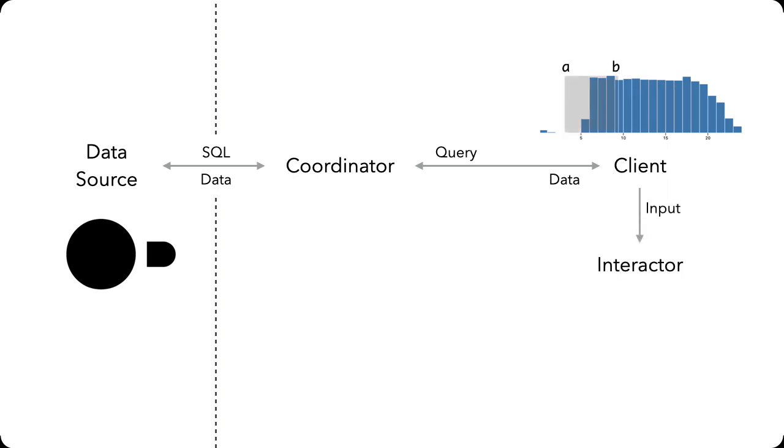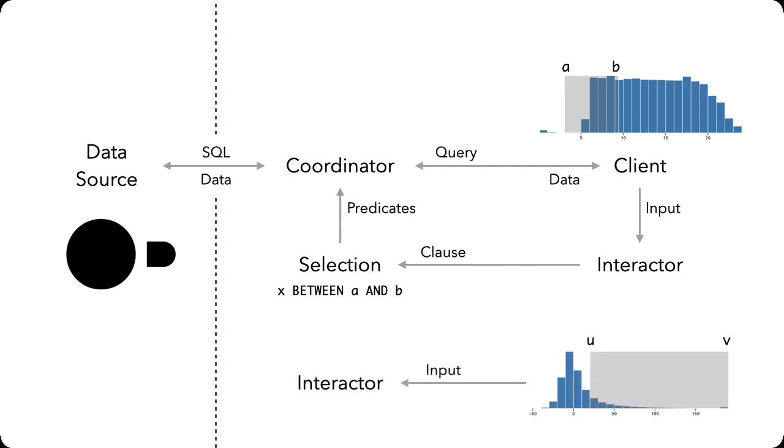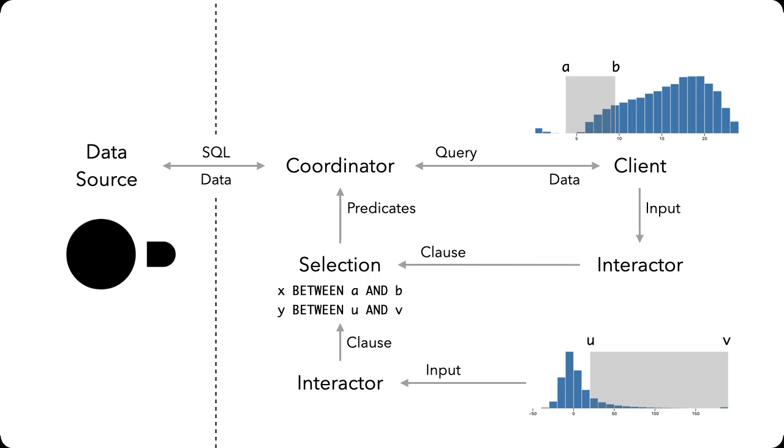Mosaic also mediates linked interactions. Updates from clients or interactors populate dynamic parameters such as selections, which manage multiple filtering predicates. Selections resolve updates across multiple clients, supporting techniques such as cross-filtered views.